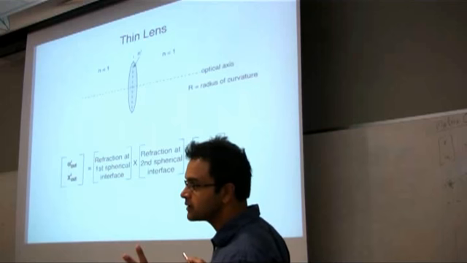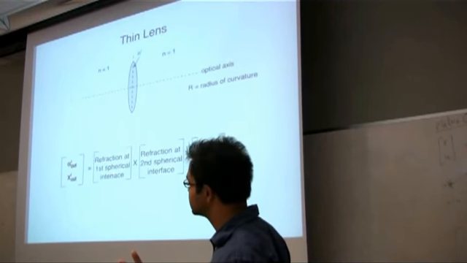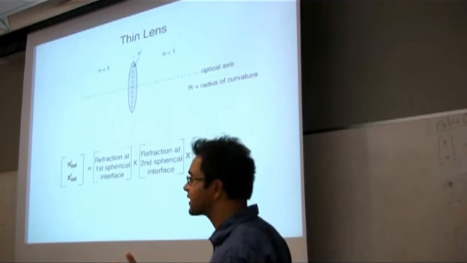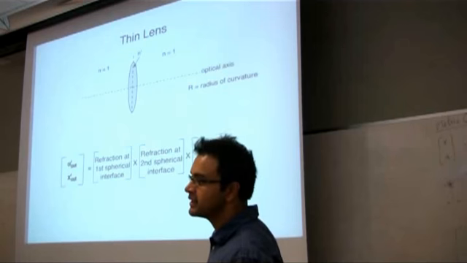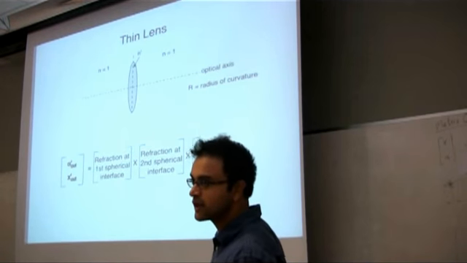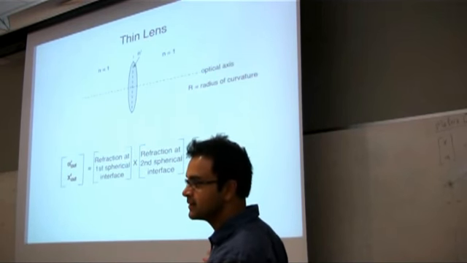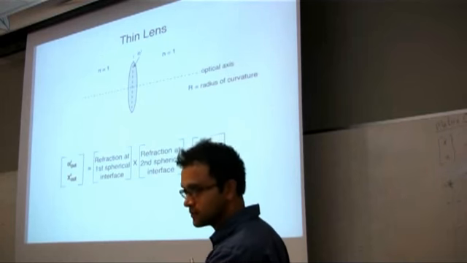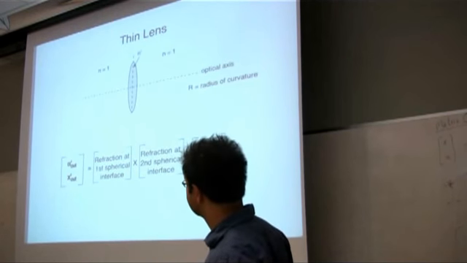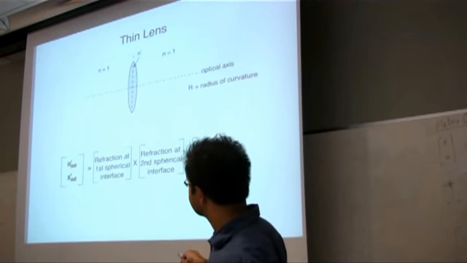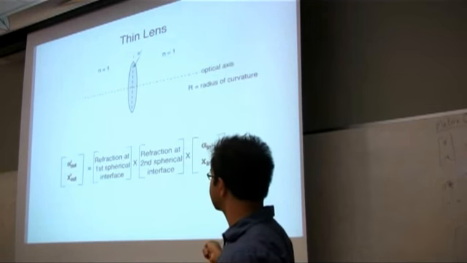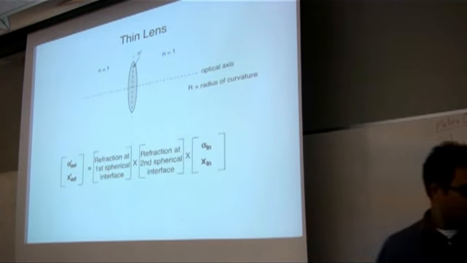Only two things happen in a thin lens: refraction at the first spherical interface and refraction at the second spherical interface. Obviously, that's an approximation; there's no lens which is like that. We'll talk about thick lenses, but this is easier to understand. So you can define the matrix transformation of a thin lens by just this matrix.